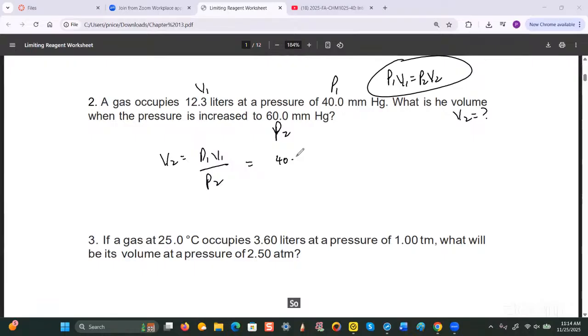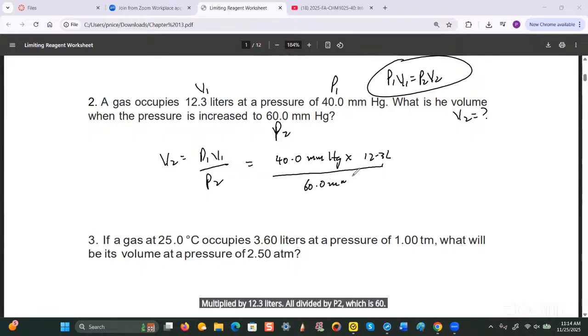So 40.0 millimeters mercury is P1 multiplied by 12.3 liters, all divided by P2, which is 60.0 millimeters mercury. And again, we do the number crunching. So 40 times 12.3 divided by 60. 40 times 12.3 divided by 60. Okay, I got, oh, that's correct. Okay, so I got 8.20 liters.